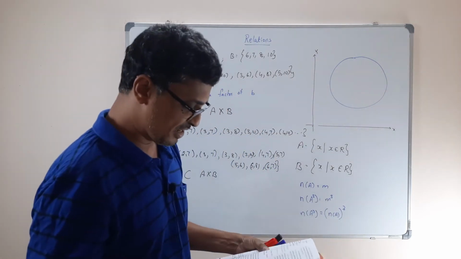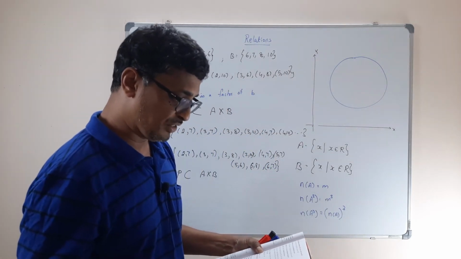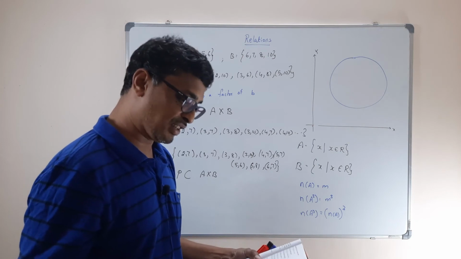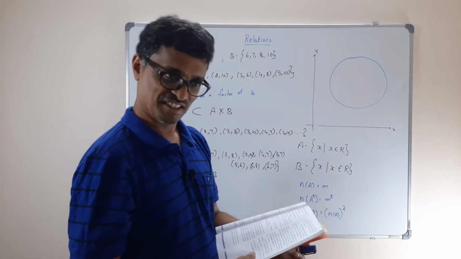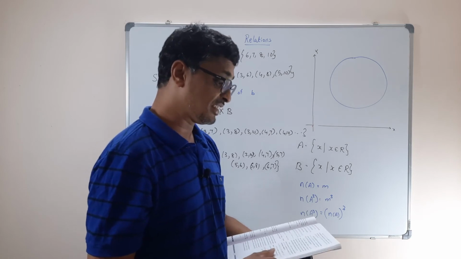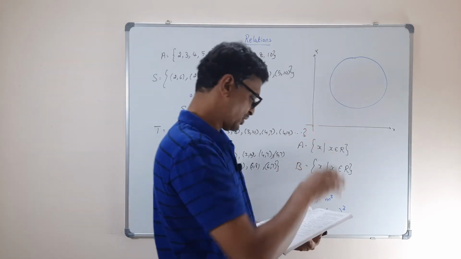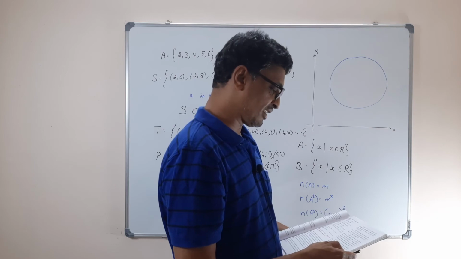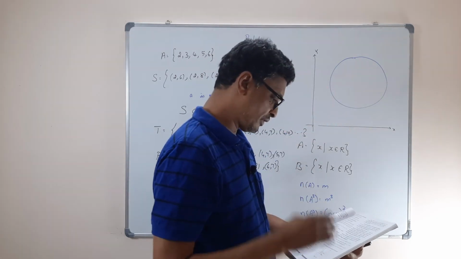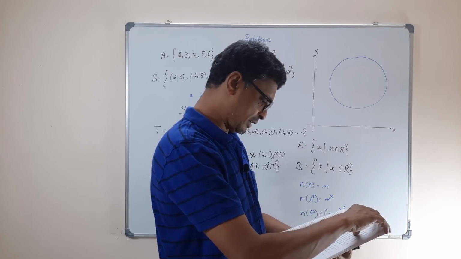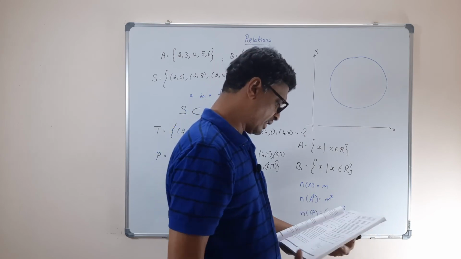You got it? When A equal to B, that is when we have a relation between elements of A with a subset of A cross A. Okay, and if A is non-empty, any relation in A cross A is called a binary relation. Got it? Fine.